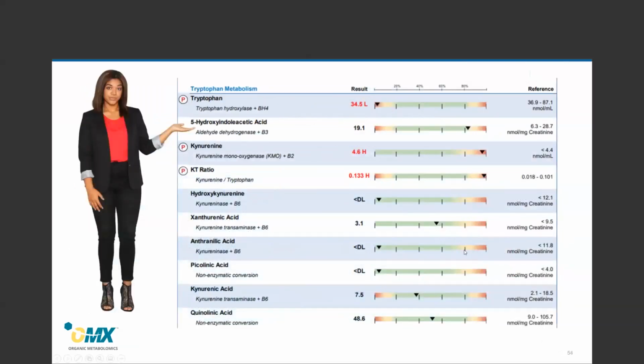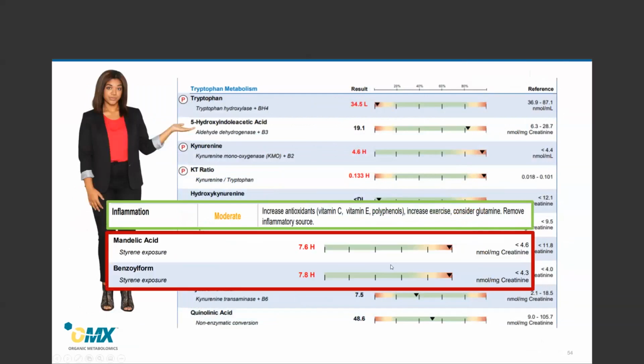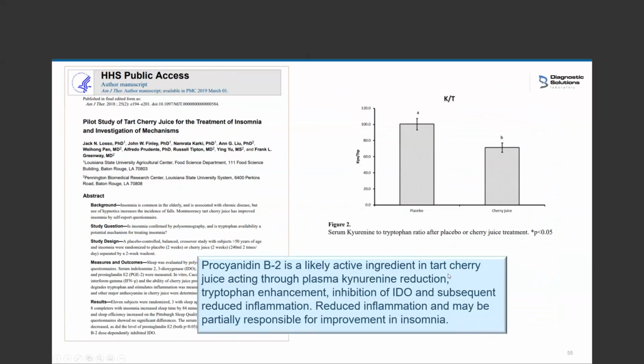The other area that I'm looking at is her tryptophan. She has a good amount of 5-HIA, so that seems to be working, but her KT ratio is elevated, so she may have some increased inflammation. The rest of the pathway seems to be pretty good. So maybe some inflammation. I don't know if these styrene exposures can impact inflammation or if they are impacted with glycine conjugation.